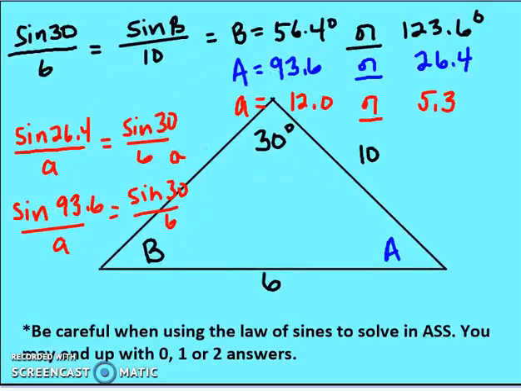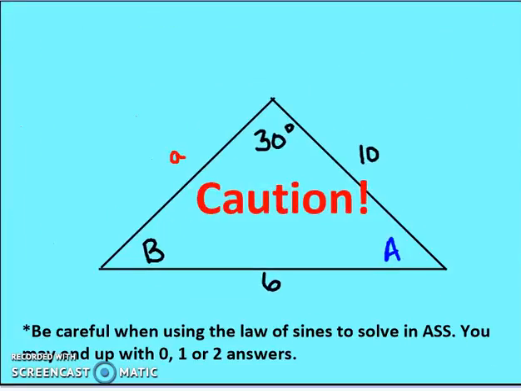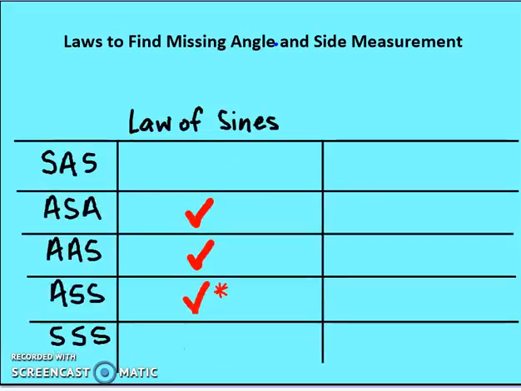In this case, you end up with 2 solved triangles. You get initially 56.4 as your reference angle. You see that 123.6 will also work in the system. So you use those 2 values to find the remaining values of the triangle. We're going to say, with caution, you can use the law of sines to solve triangles in which you're given the angle and the 2 sides, with the angle not included. So we're going to create a check mark here with an asterisk, meaning caution.